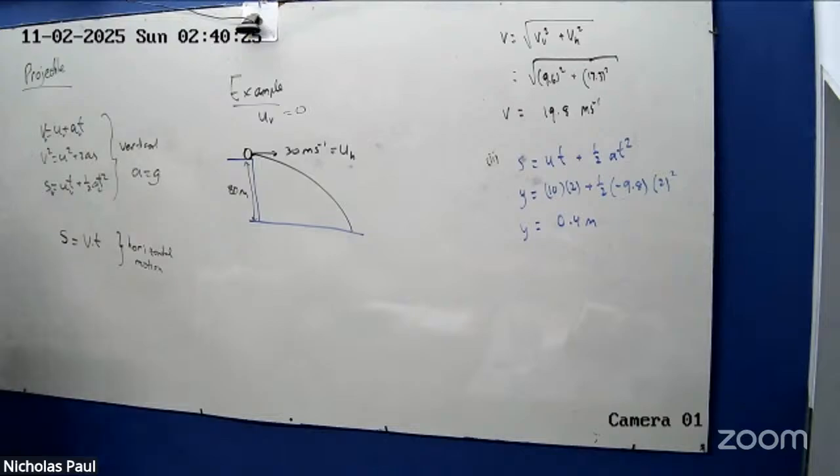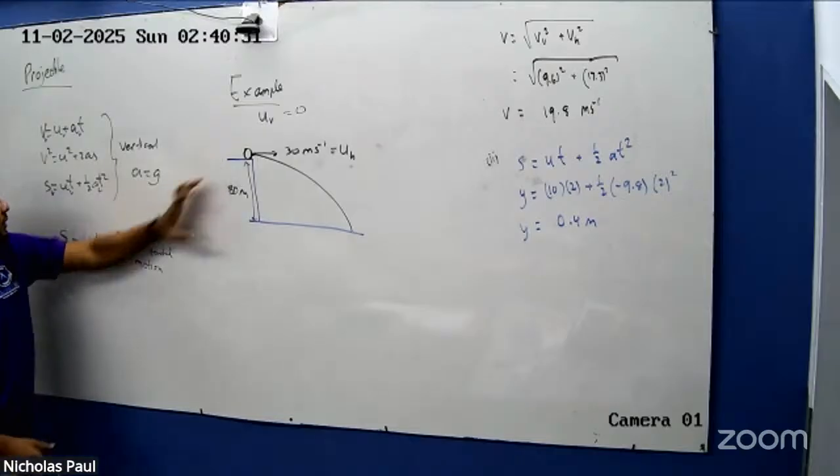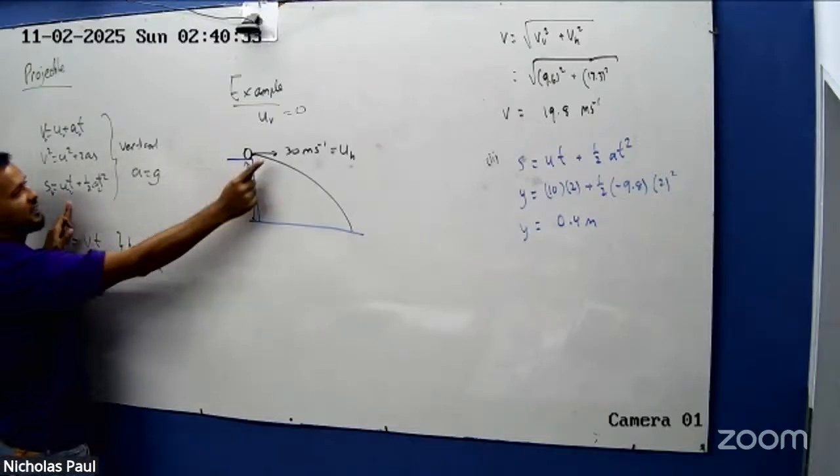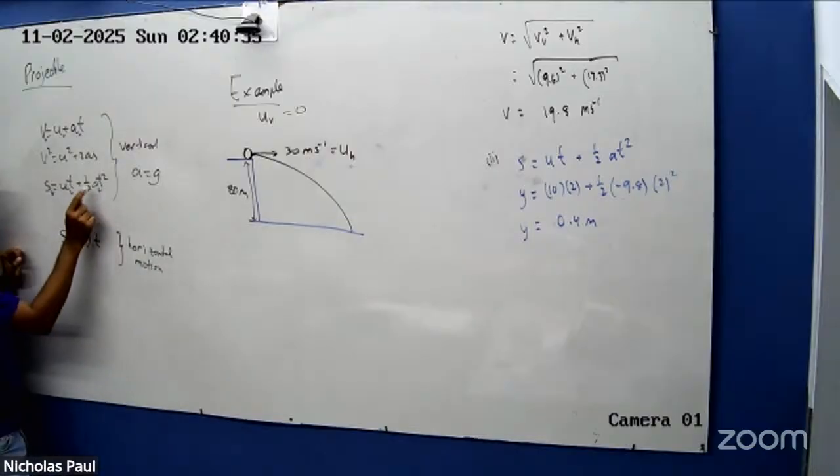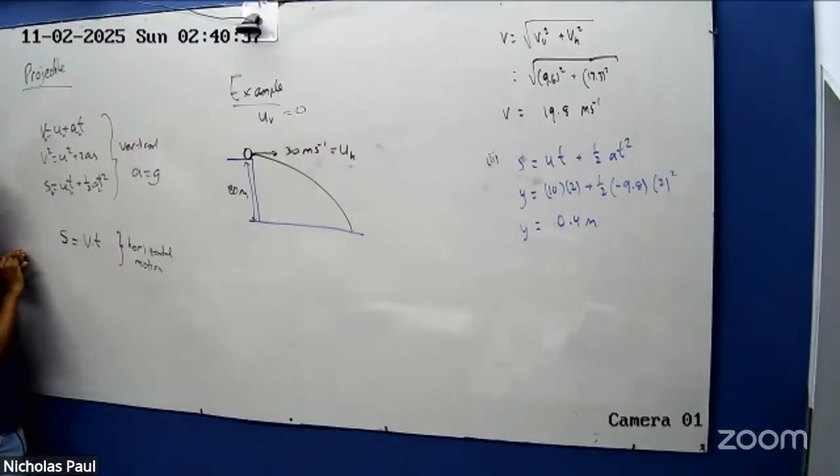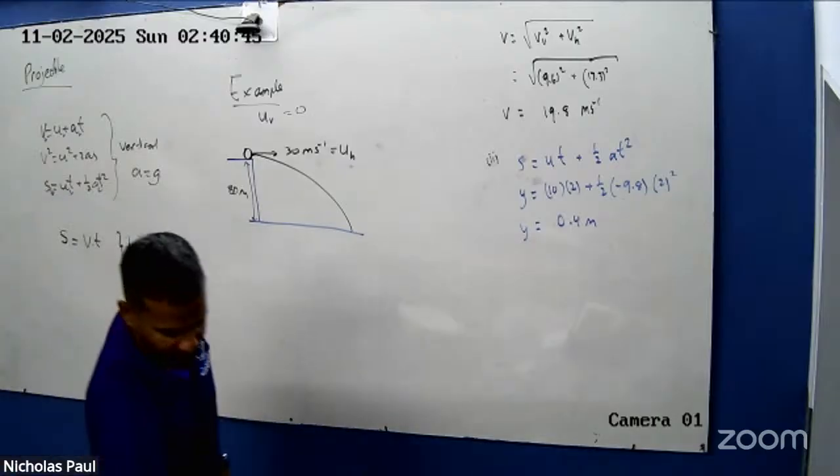Right? So you follow why we're using the third one? Because we have vertical displacement 80. We know the initial vertical velocity is 0, and we know a is 9.8 because it's going downwards. Positive 9.8. Right? Try it quick. Let me show you again.